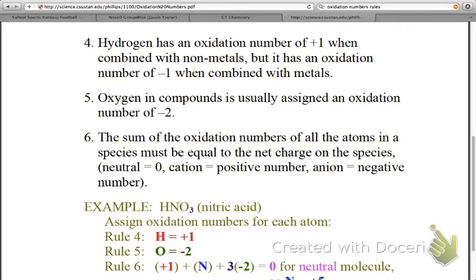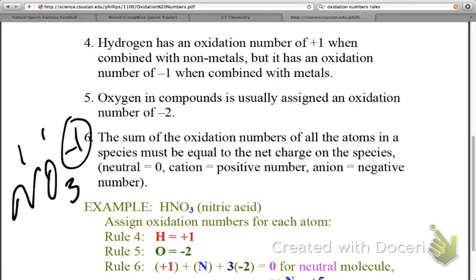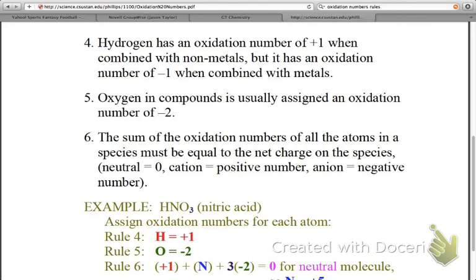We would do the same kind of thing for cations or anions, but we just have to look at their charge. For example, if we use nitrate, NO3-, when we add up the oxidation number for oxygen and the oxidation number for nitrogen, they're not going to equal 0, they're going to equal -1. We have to take that into consideration.